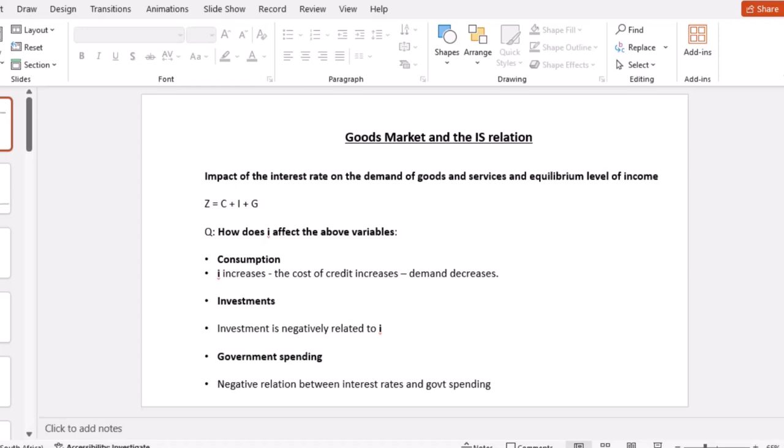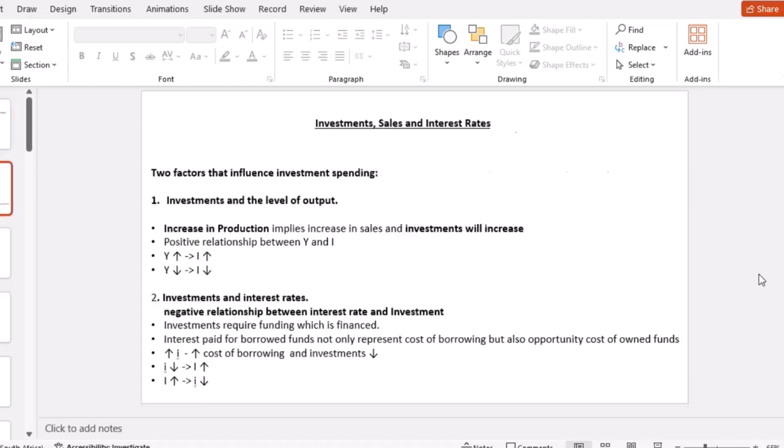The third autonomous component is government spending. Also a negative relationship exists between interest rates and government spending, because the government will also have to borrow money, right? Probably from the Reserve Bank. So what we're saying here is there is a negative relationship between interest rates and government spending. The higher the interest rates, the lower the government spending is. Right? Because the government will also be affected by the interest rate.